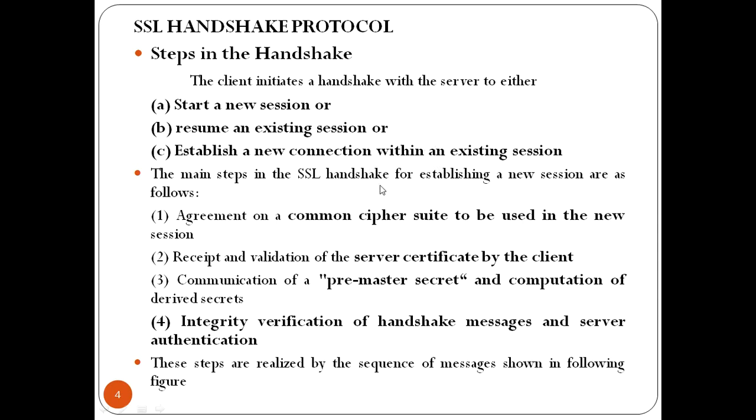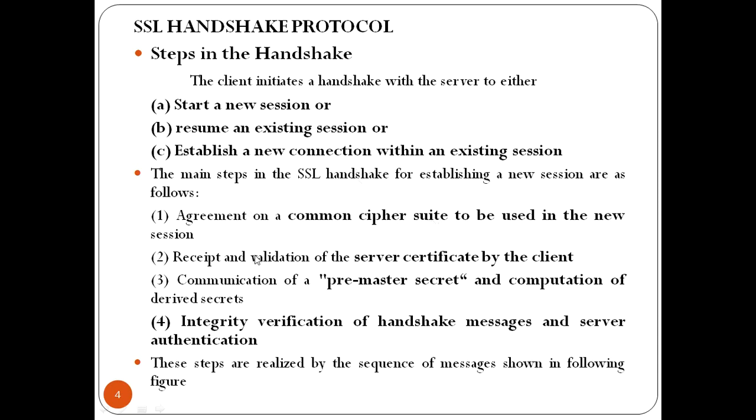The main steps in the SSL handshake for establishing a new session are as follows. The first one is that there must be an agreement on a common cipher suite to be used in the new session. Here, cipher means the procedure by which we are going to have the encrypted messages. So cipher suite means the group, the set of algorithms which can be used for encrypting the messages. That can be agreed by the client and the server. So that is the agreement on a common cipher suite. The knowledge should be brought to the other party with which we are communicating to have a new session.